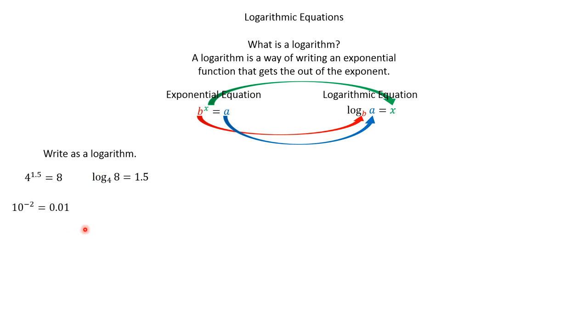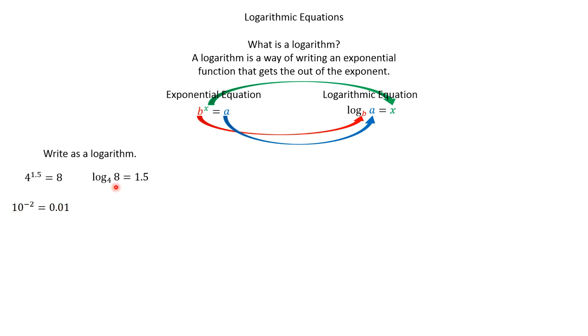So let's look at another one. 10 to the negative 2 equals 0.01. We're going to rearrange these and write it as a log. See if you can do it really quick. I'm not going to pause it. There's no work here. So as I'm speaking, do you think you have it?